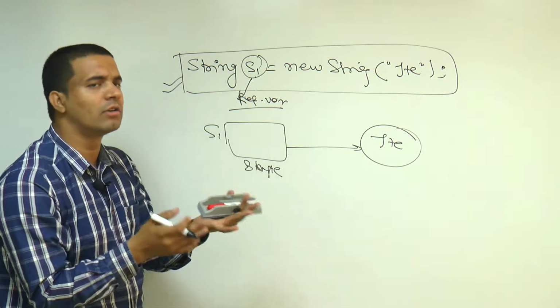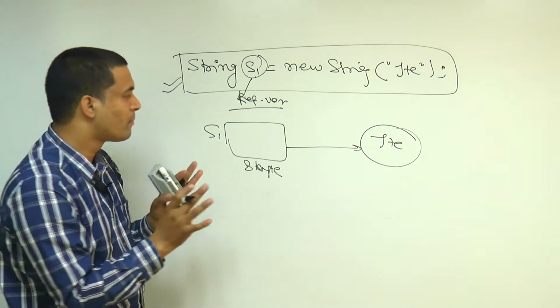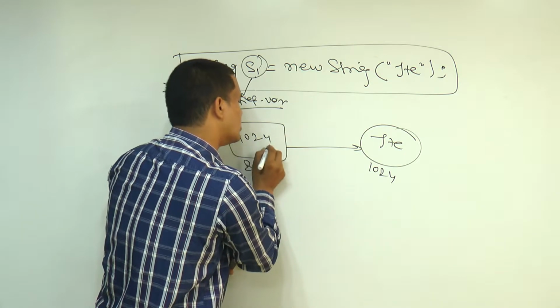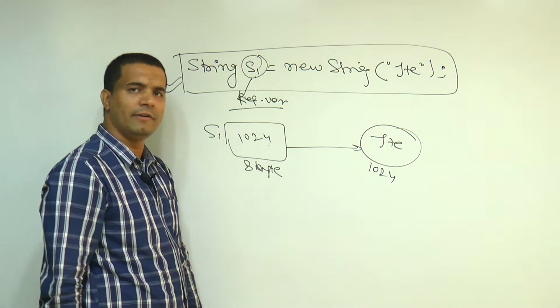I'll come to that point. What is the technicality in that? Okay, so let's say here 1024 is stored, it is pointing to this, right?